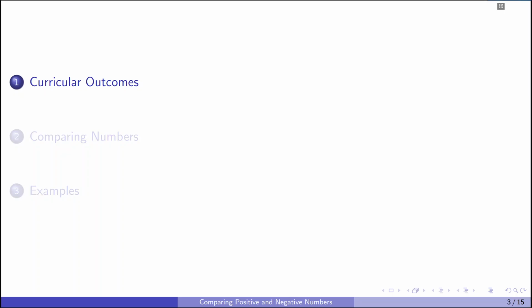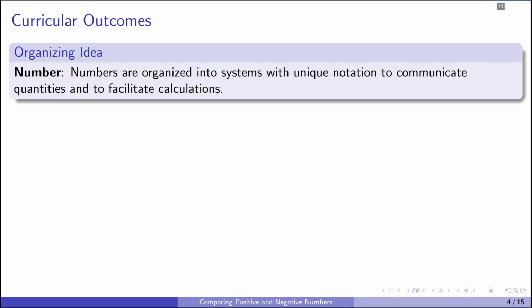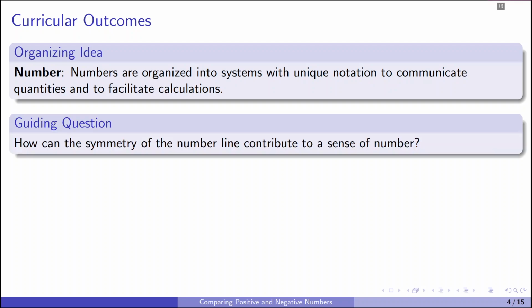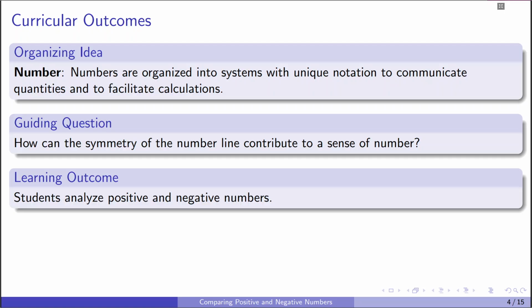So our curricular outcomes, at least as they are phrased in Alberta's Grade 7 Math, the 2026 draft. Our organizing idea is that numbers are organized into systems with unique notation to communicate quantities and to facilitate calculations. Our guiding question: how can the symmetry of the number line contribute to a sense of number? Our learning outcome: students will analyze positive and negative numbers.